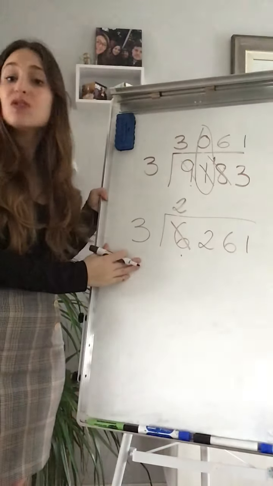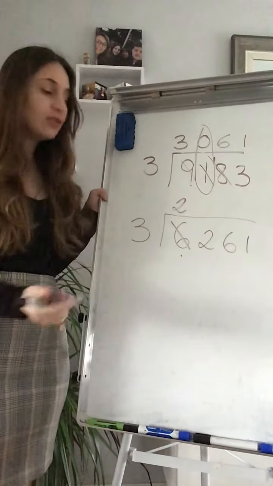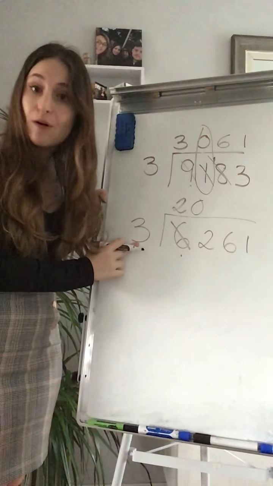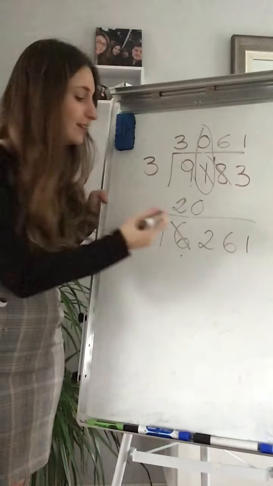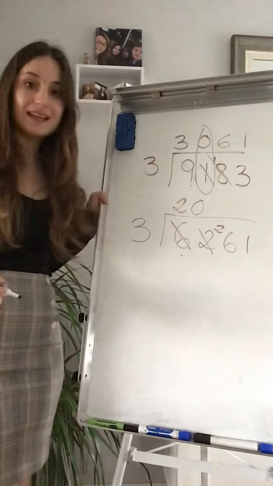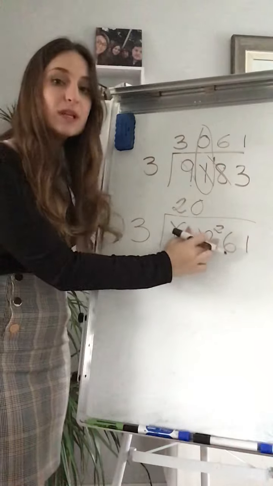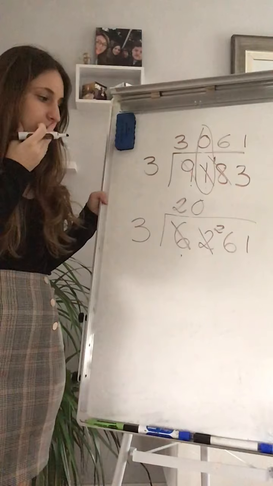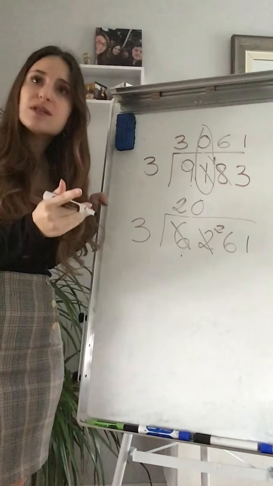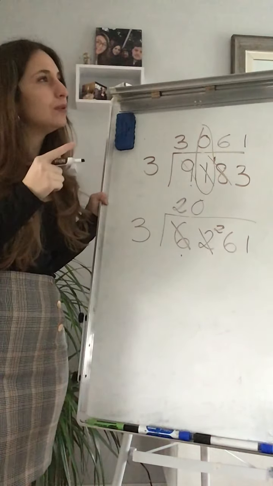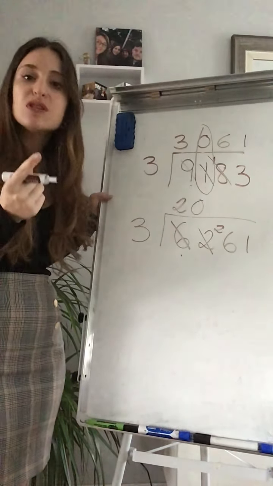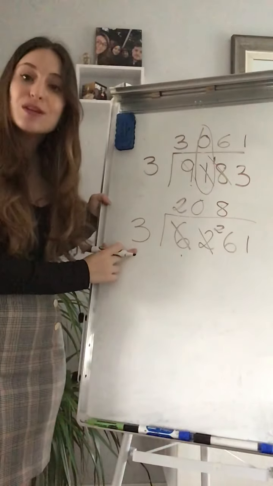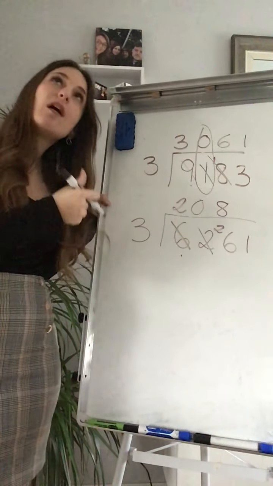2. Well, 2 is smaller than 3, so I cannot do it. I put 0, because 0 times 3 is 0, to 2, 1 and 2. And I'm going to carry my 2 to my next number. Now I create 26. Is 26 on my 3 timetable? It's not. The closest is 21, 24, 27. The closest one is 24. So 8 times 3 is 24, to 26, 25, 26.